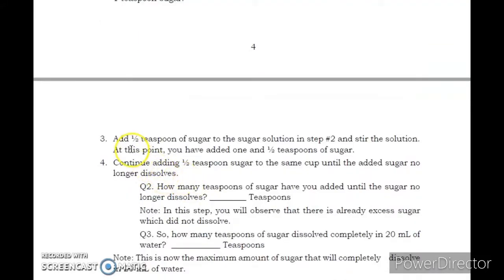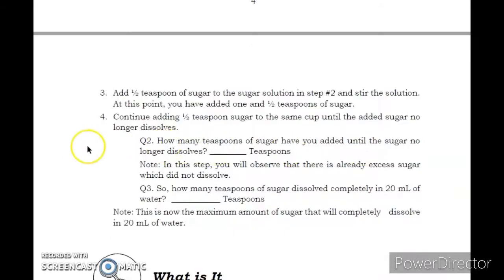Procedure number 3. Add 1/2 teaspoon of sugar to the sugar solution in step number 2 and stir the solution. At this point, you have added 1.5 teaspoon of sugar. So this time, pangatlong 1/2 teaspoon of sugar na yung na-add ninyo sa 20 ml of water. Procedure 4. Continue adding 1/2 teaspoon of sugar to the same cup. So mag-add uli ng kalahating kutsarita ng asukal until the sugar no longer dissolves.